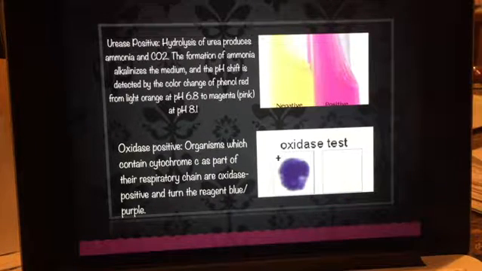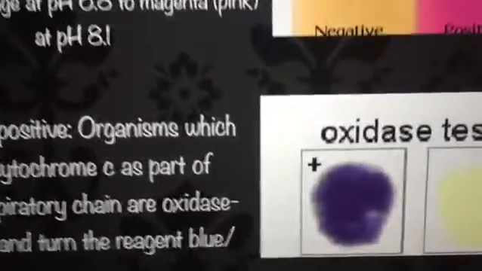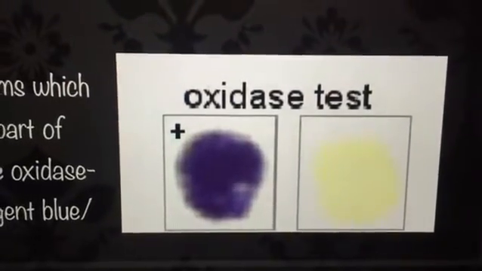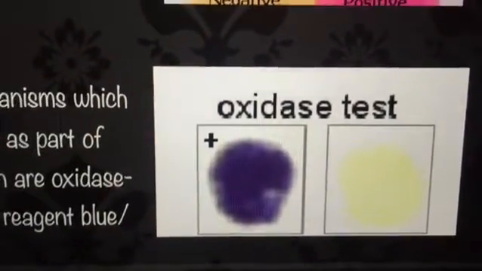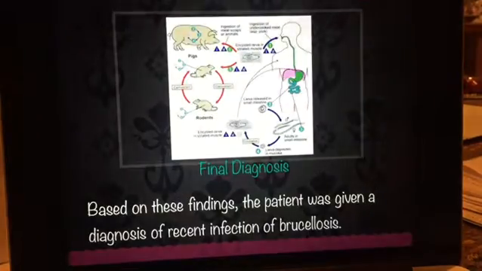And then the bottom picture here is the oxidase reaction. Brucella is oxidase positive, and organisms which contain cytochrome C as part of their respiratory chain are oxidase positive, and they turn the reagent a blue-purple color. You can't hardly see here. I'm going to move the camera again to get more. Now you can see that there is like a yellow spot there, and that the reaction is taking it to a positive with that purplish color. So I'll move our camera back, and let's go to our next slide.